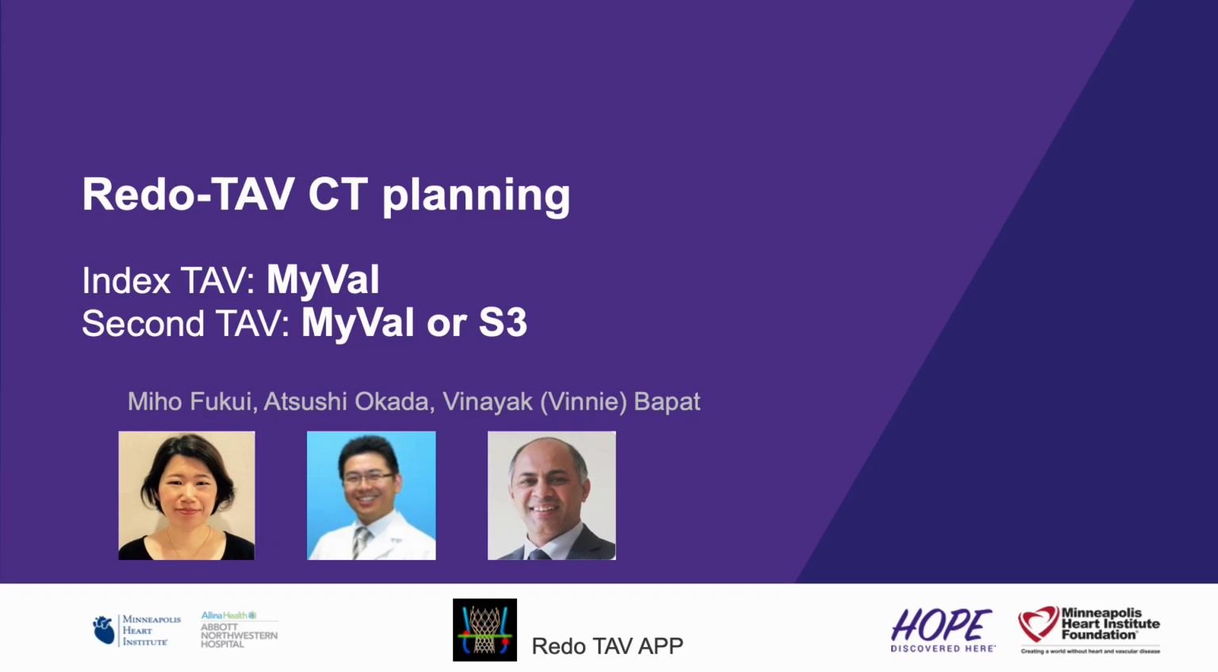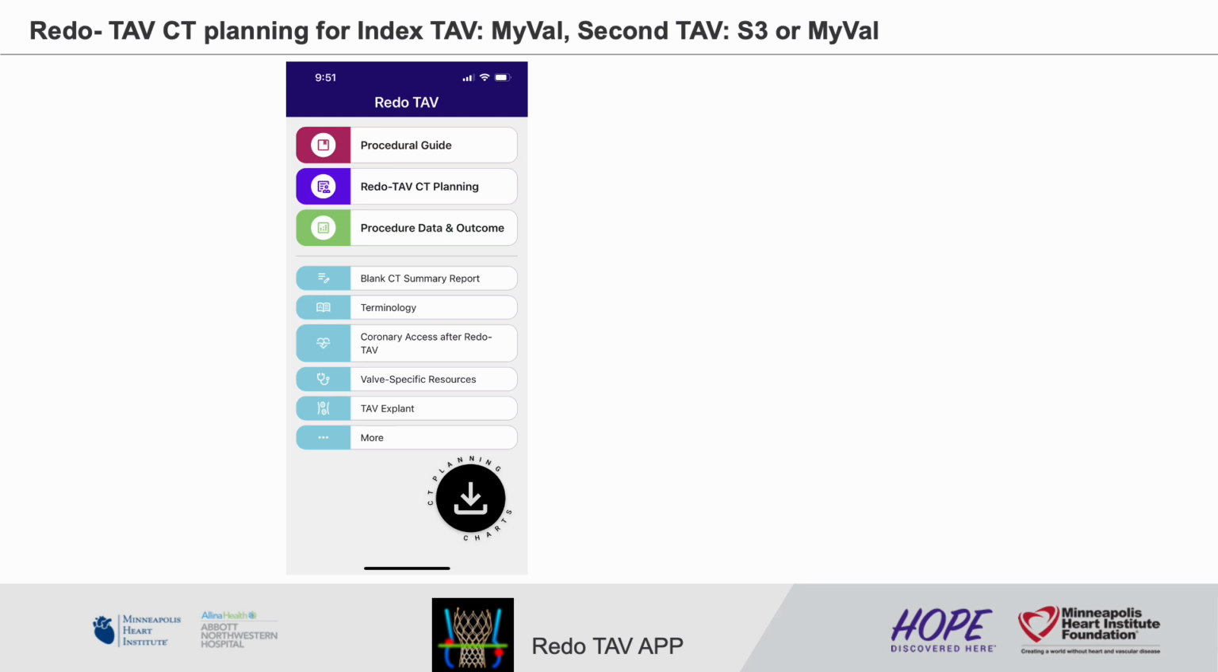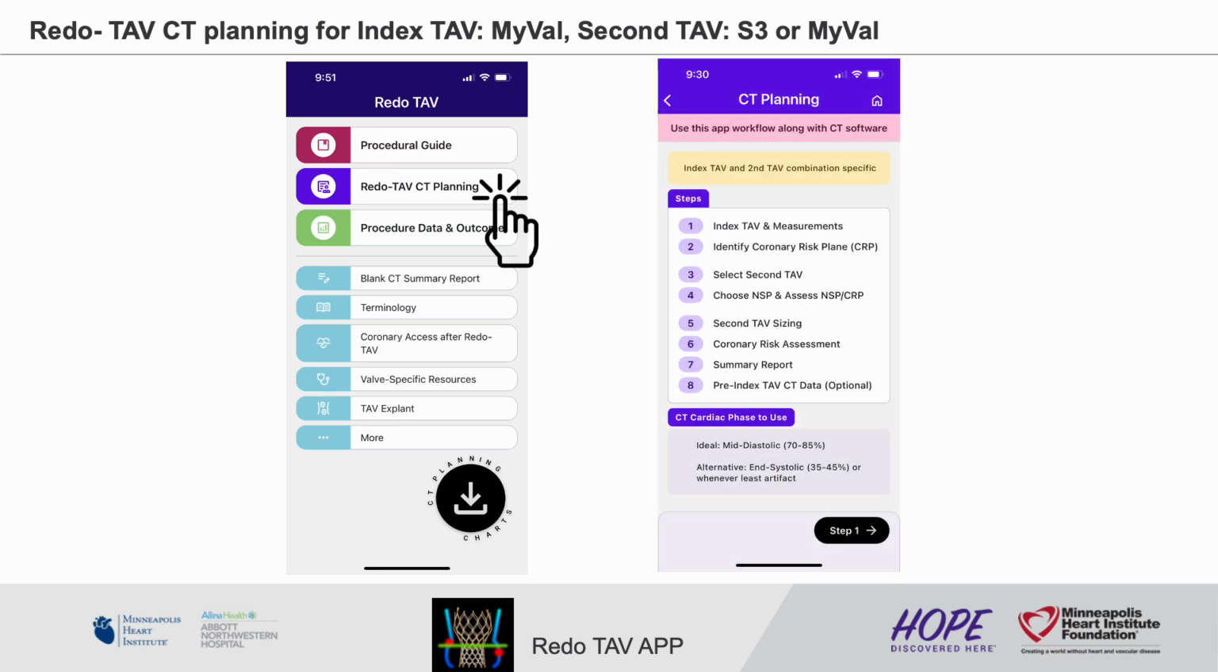This video shows you how to do pre-procedure CT planning using the Redo TAV app for cases where the index TAV is MyVal and the second TAV is MyVal or SAPIEN 3. When you click Redo TAV CT planning on the home screen, first you will get the overview of all steps you need to do. The CT acquisition protocol can be the same as the routine pre-TAV assessment.